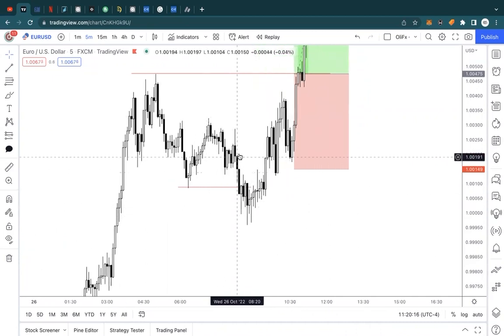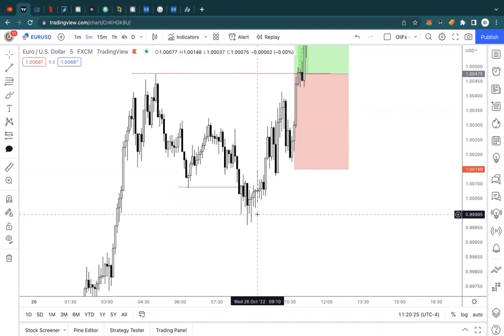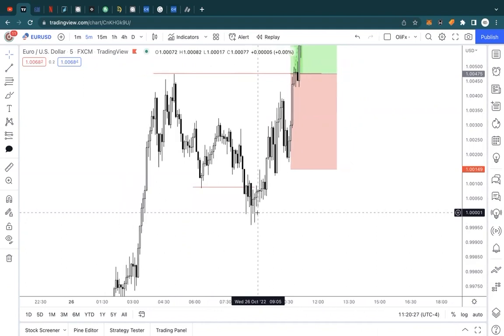So you don't sell from here. You wait for it to come down, and as it's coming down, it hits you in. A sell limit and a buy limit are the opposite way, which we'll go over now.